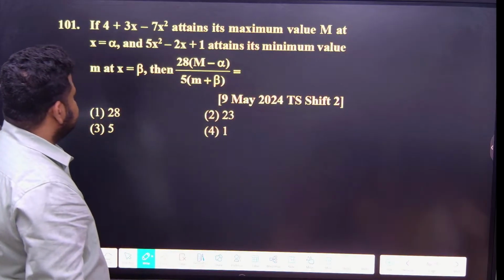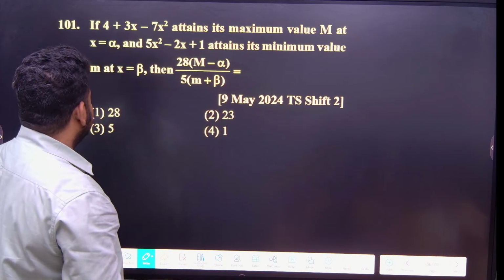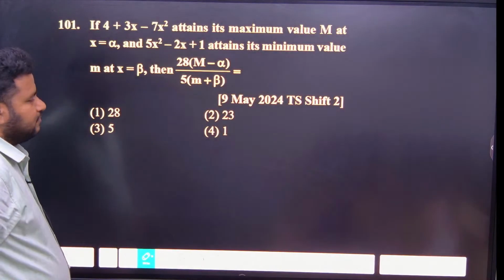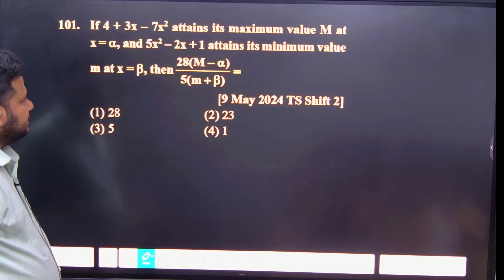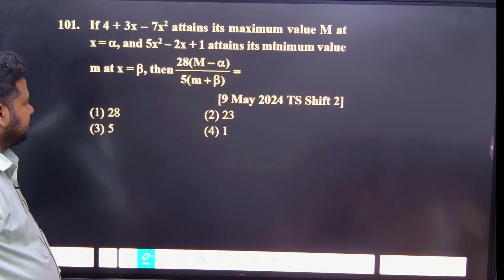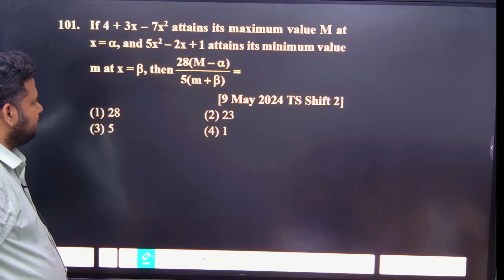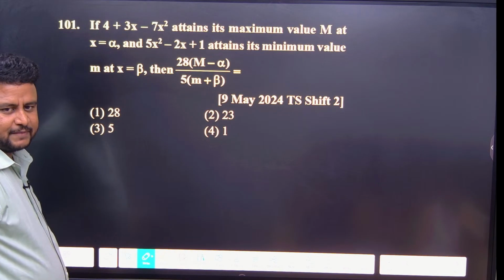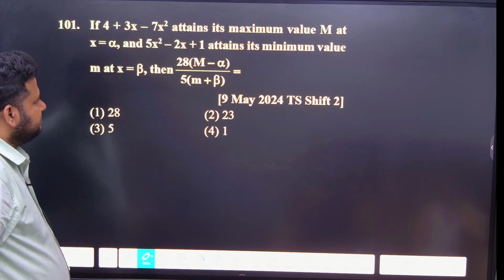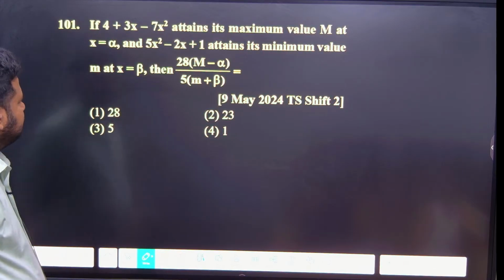If 4 plus 3x minus 7x square attains its maximum value, capital M, at x is equal to alpha, and 5x square attains its minimum value, small m, at x is equal to beta, then 28m minus alpha by 5m plus beta. So capital M is maximum, small m is minimum. So we have to find at x is equal to alpha.